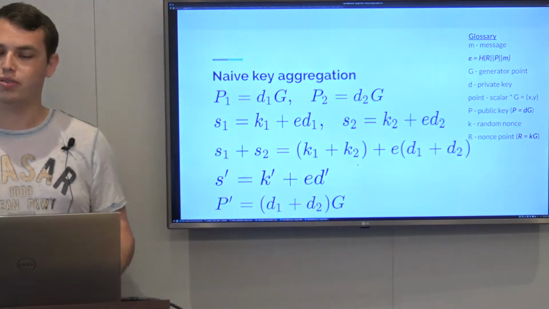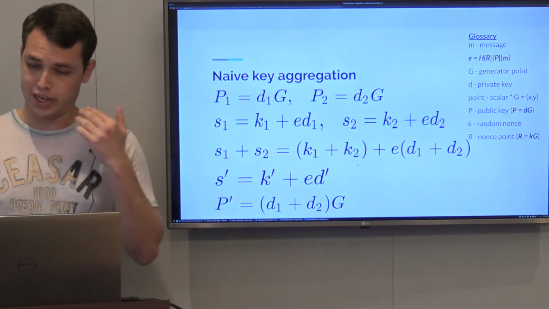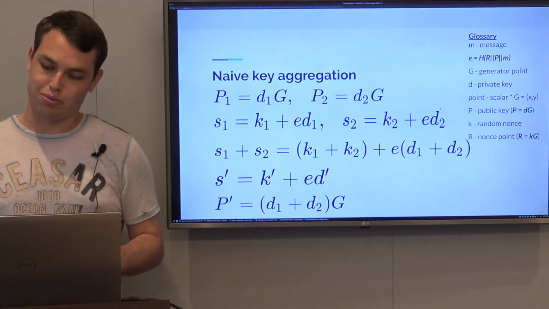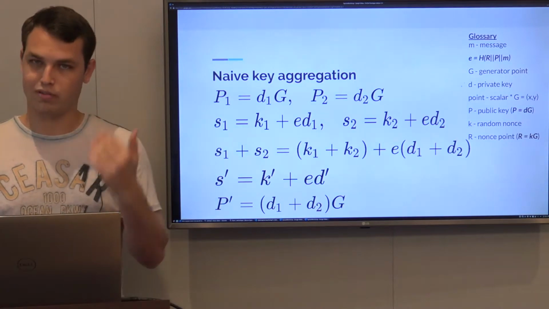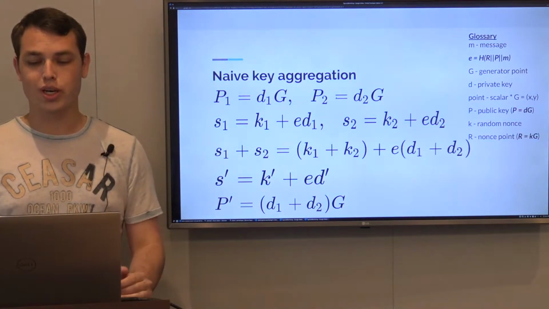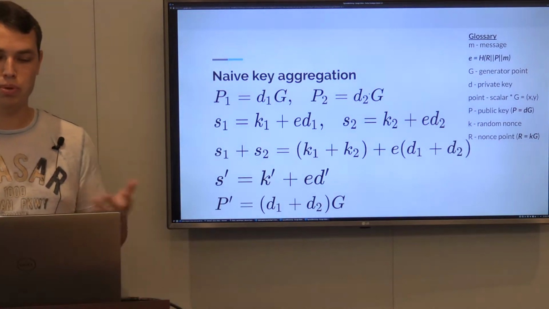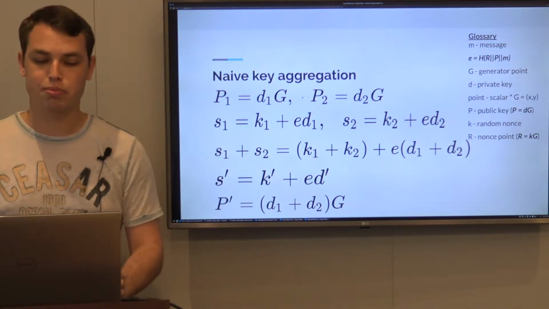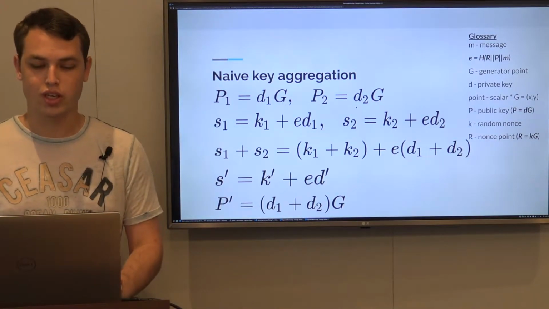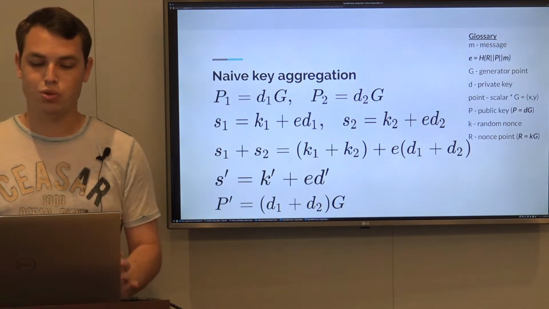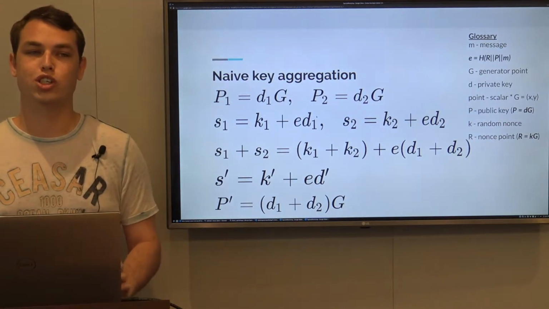Okay, so a naive multisig. Again, we have the glossary here for everyone to be reminded of the variables. So let's say we have two public keys, P1 and P2. Each has its own private key, D1 and D2. Now, if each one of them creates a regular Schnorr signature.